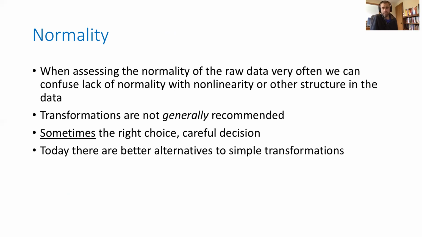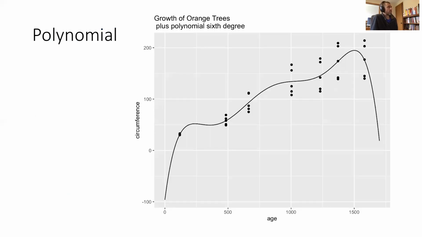So as an illustration, I look at this orange tree data that I just showed you, and I fit a 6-degree polynomial. So you see that this high degree polynomial, 6-degree polynomial, is not performing very well outside the observed data, and the interpolation within data points is somewhat questionable.